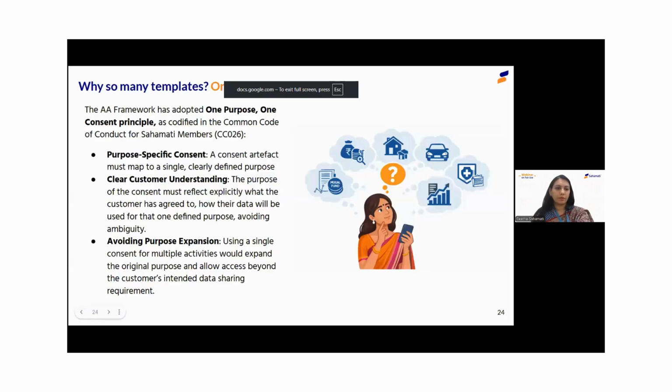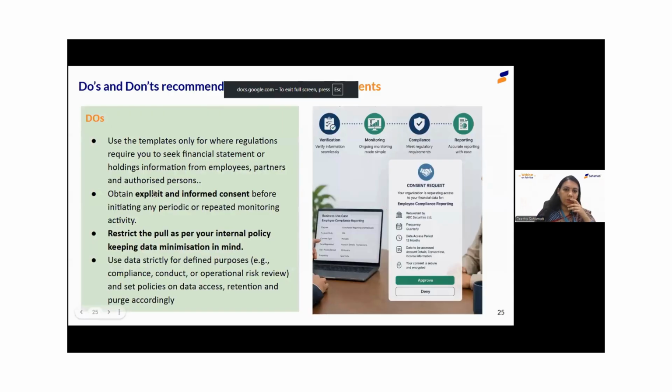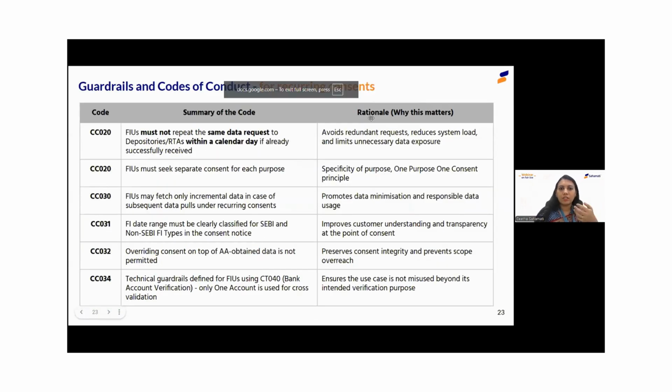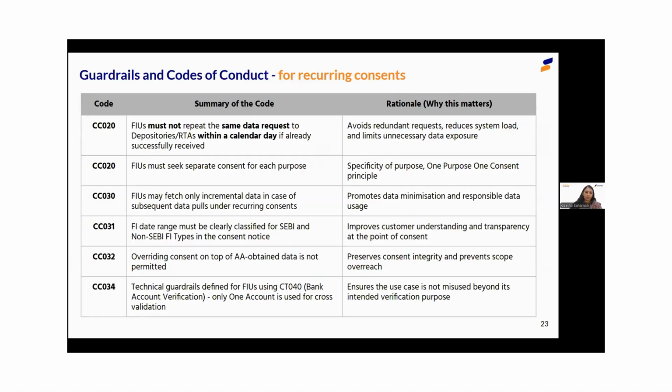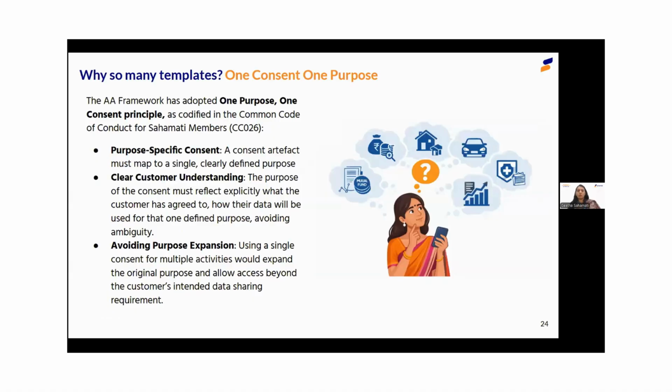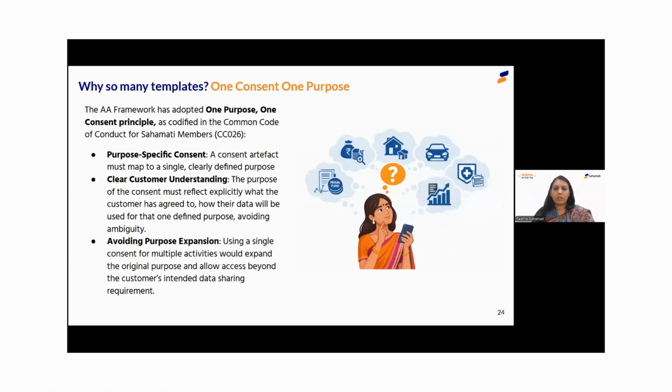Able to see, right? So, like I was saying, there are already guidelines on these. These are the guidelines for recurring use cases as well as we looked at the do's and don'ts for one-time consent. Now we look into why the specificity of one purpose, one consent. This has been there since the very beginning in the AI ecosystem.